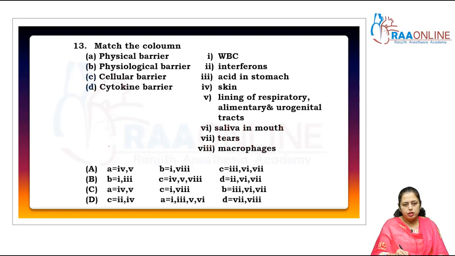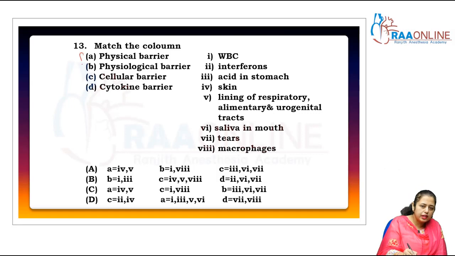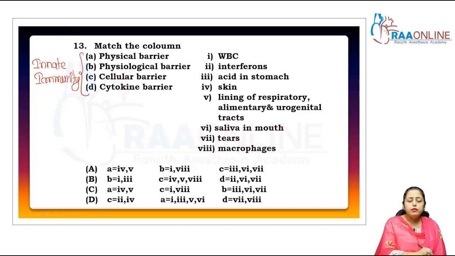Now come to the next question, that is the 13th. Physical barrier, physiological barrier, cellular barrier, cytokine barriers, all these are types of innate immunity, right? They come under innate immunity, that is inborn immunity, clear? When we talk about the physical barrier, that means no foreign pathogen enters directly inside our body, right? Clear?